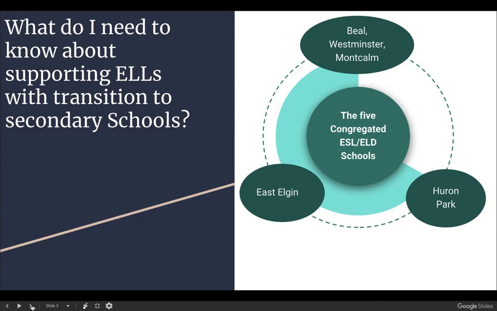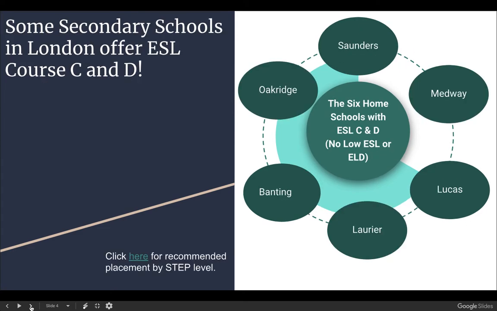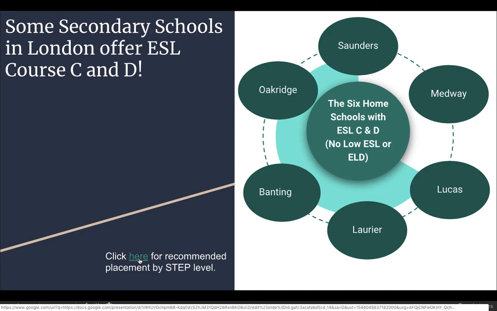So we have 5 congregated ESL or ELD schools. They include Beale, Westminster, and Montcalm. These offer ELD and ESL programming. Huron Park and East Elgin. We have some schools in London that offer ESL only. So A, B, C, D, E, the more proficient you are in English, the lower the grades. So C and D are more proficient than A and B, for example. So schools that offer ESL C and D include Oakridge, Saunders, Medway, Lucas, Laurier, and Banting. And some of those schools did not have ESL this year and will be starting next year. You can click this link to see the recommended placement by step level.